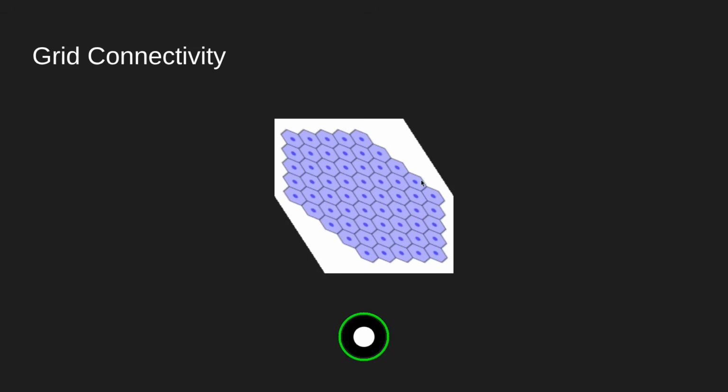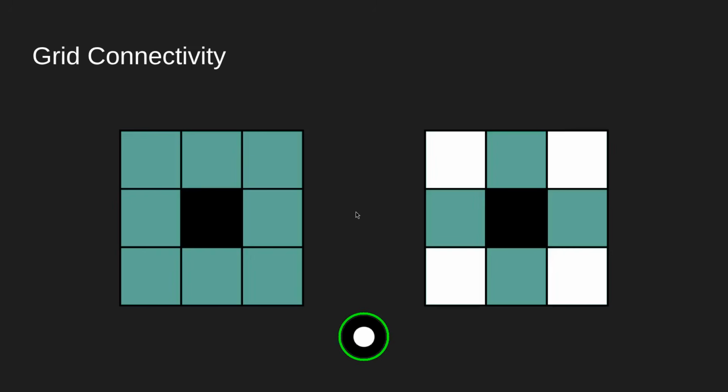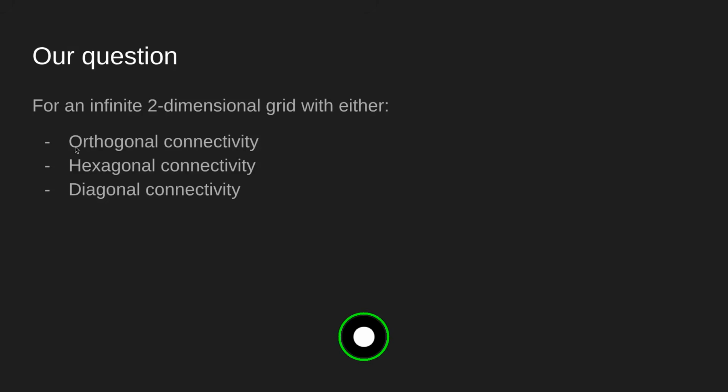Cool, makes sense. Yeah, so that way we can define the different types of graphs that we're talking about. And for this talk, we're only going to be talking about these three: 8 connectivity, 4 connectivity, and 6 connectivity. For the sake of this talk, I'm going to call them orthogonal connectivity, hexagonal connectivity, and diagonal connectivity.